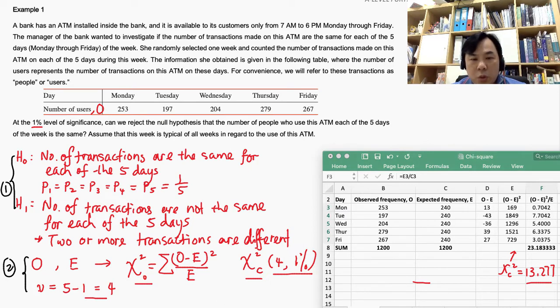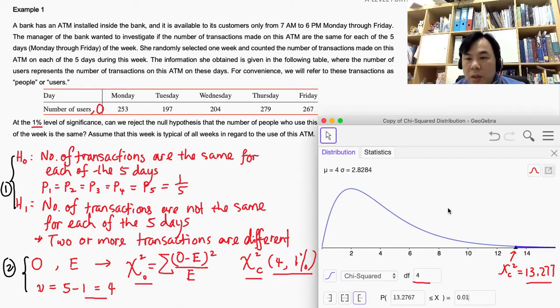All right, now let me show you one more time. What does that actually mean? So this is our critical chi-square, and then the observed chi-square value is somewhere here, approximately 23, which is greater than the critical value. So the observed chi-square is 23 point something, which is in the rejection zone. Since this is in the rejection zone, therefore we can conclude that we have sufficient evidence to reject the null hypothesis. Alright, full stop. That's the conclusion.